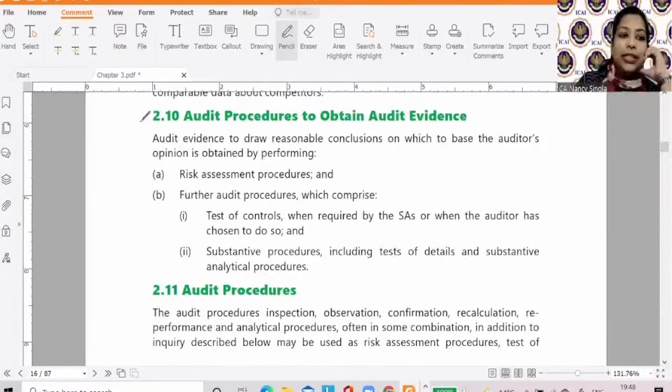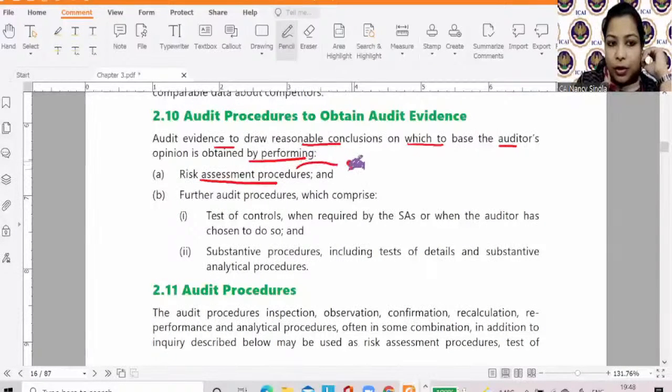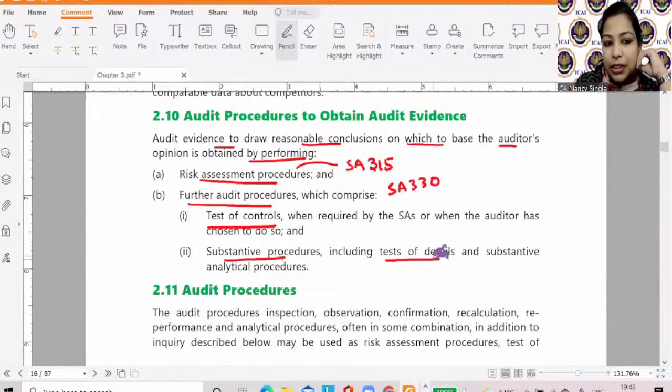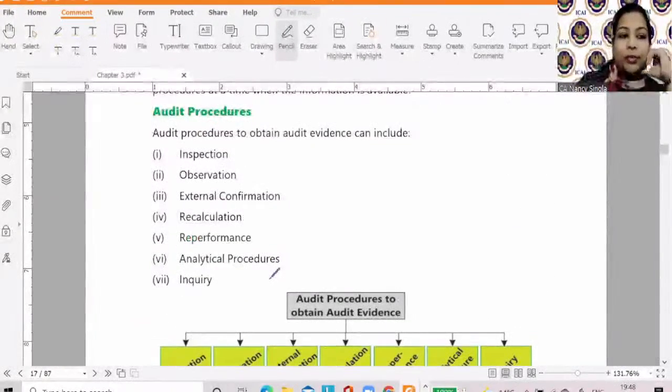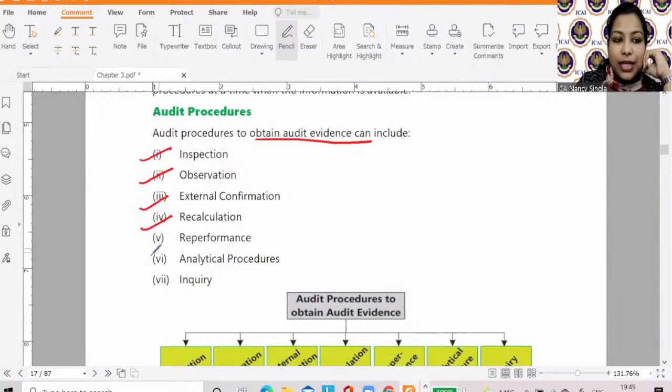So, audit procedures. Audit evidence to draw reasonable conclusions on which the auditor's opinion is based, kaise milta hai? By performing risk assessment procedures. This is talking about SA 315. I'm assuming that you have understood the provisions of 315 in your chapter number 2. Further audit procedures, this is SA 330, which consists of test of control and substantive procedures. And substantive procedures further consist of test of details and substantive analytical procedures. So what all are the procedures? Audit procedures can include inspection, observation, external confirmation, recalculation, reperformance, analytical procedures, and inquiry.